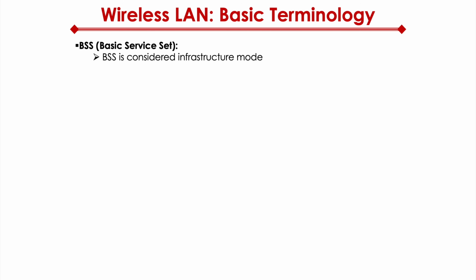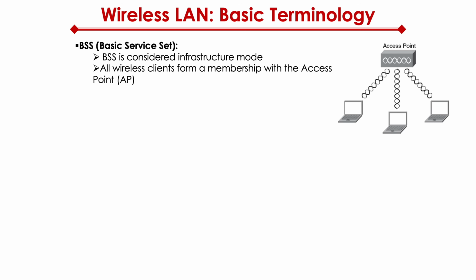Then there are 2 additional service sets. There's Basic Service Set. It's considered infrastructure mode. And in this mode, all wireless clients form a membership with the access point. So as you can see, all these laptops here are communicating with the access point and they form a membership. This membership is called association. So essentially, a client associates with the access point.